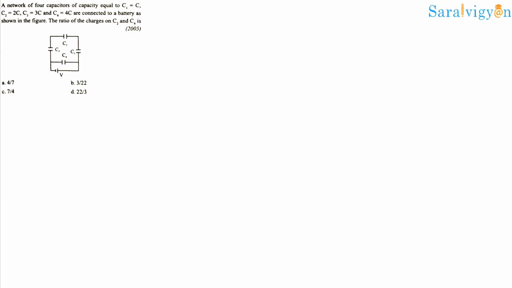From the figure we can understand that C1, C2 and C3 are all in series, and this series combination is parallel to C4. So we can redraw all the three series connected capacitors as one capacitor with their equivalent capacitance in parallel with C4. Now we have to find this series equivalent capacitance.